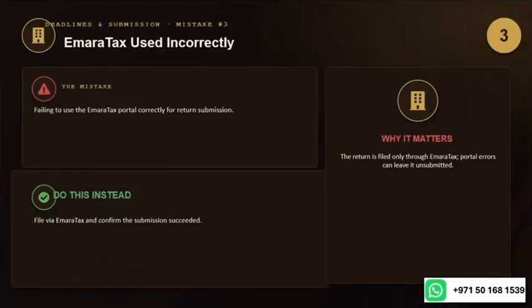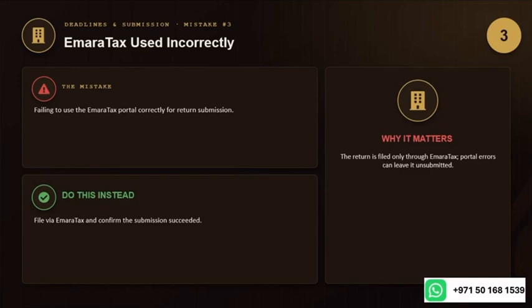Mistake number 3 is the incorrect use of the EmaraTax portal. Proper submission through EmaraTax is essential to avoid errors that could leave your return unsubmitted. Always file via EmaraTax and confirm submission success.